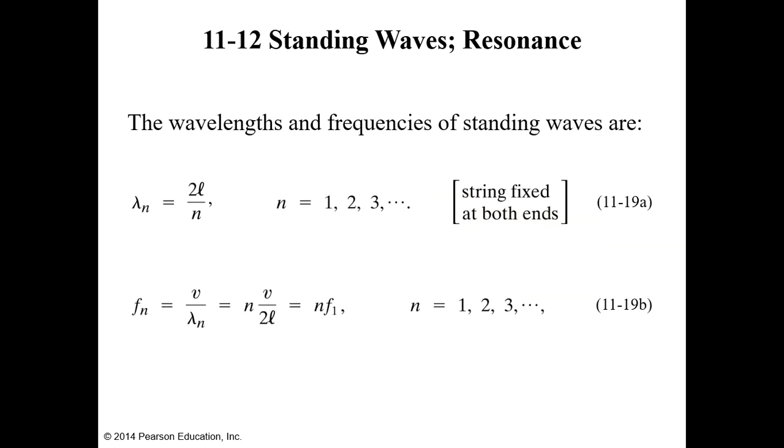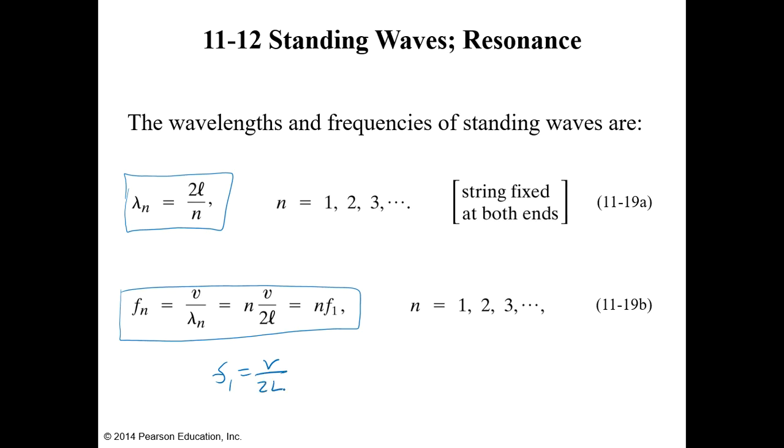And all of that is summarized here on this slide, where the wavelength of the nth harmonic is just 2L over n. L is the length of the string, n is the harmonic number. Frequency of the nth harmonic is n times the fundamental. And I will add that the fundamental frequency would be the speed of the wave divided by 2L, where 2L is just the fundamental wavelength.